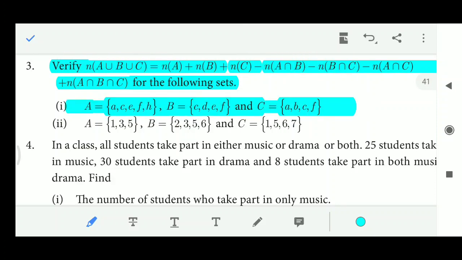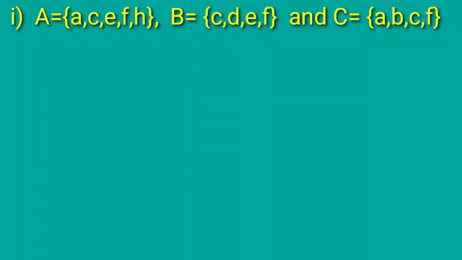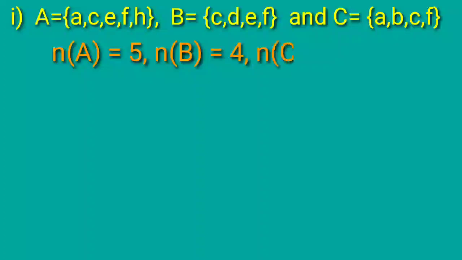Here the set A is A, C, E, F and H, set B contains C, D, E and F, and set C contains A, B, C and F. Here from this given, we are going to find n of A. Here n of A is equal to 5, n of B is equal to 4, and n of C is equal to 4.